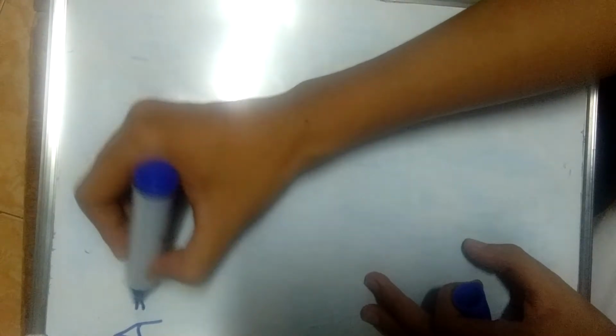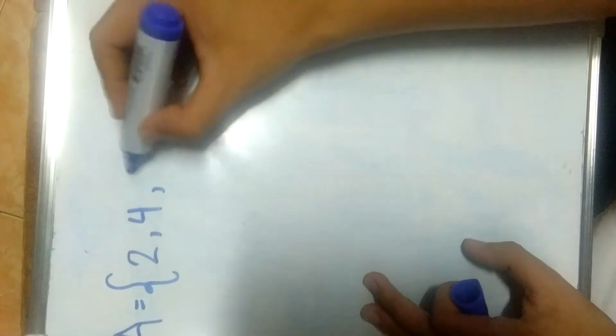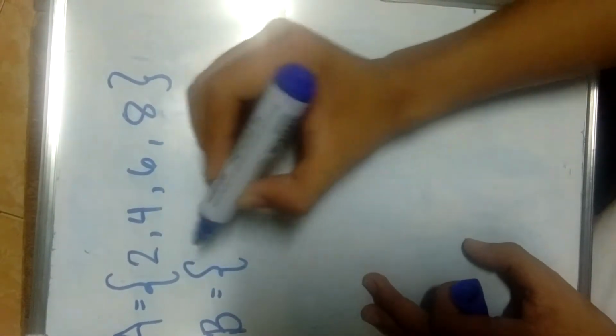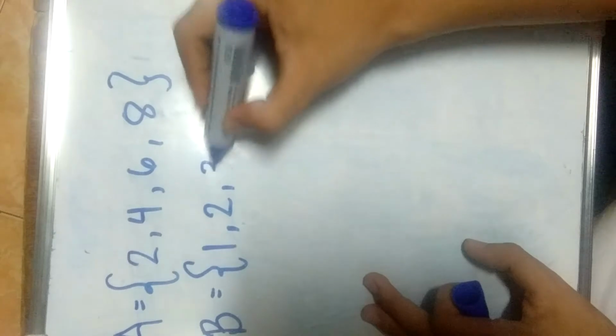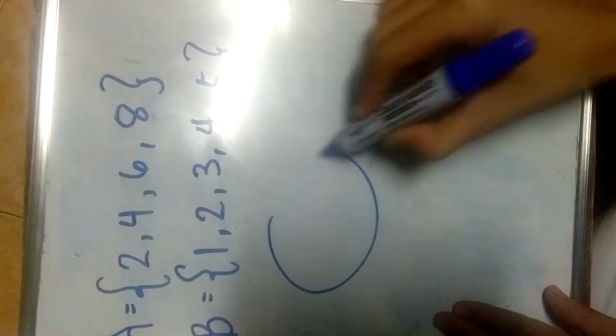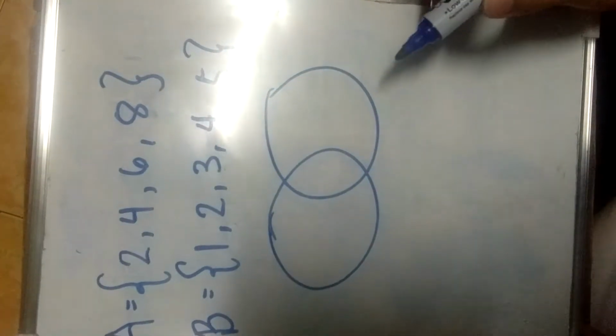Let's say set A has the elements 2, 4, 6, and 8, while set B has the elements 1, 2, 3, 4, 5. So let's draw a Venn diagram containing the elements of the two sets.